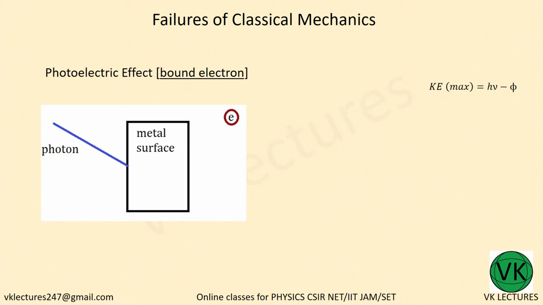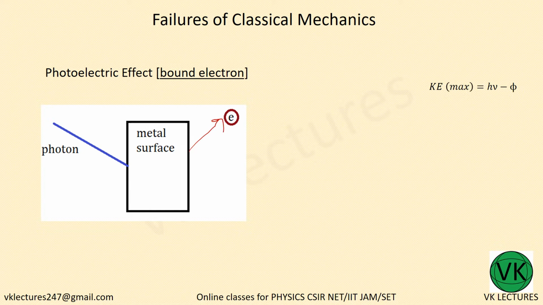So one of the failures of classical mechanics is the photoelectric effect. That is, the theory of the photoelectric effect could not be explained by the classical theory that we have learned in classical mechanics. Now, what does photoelectric effect mean? When a photon of some energy falls on a metal surface, an electron is ejected.